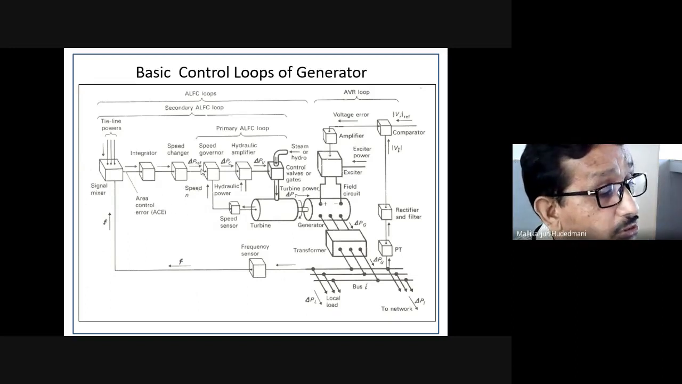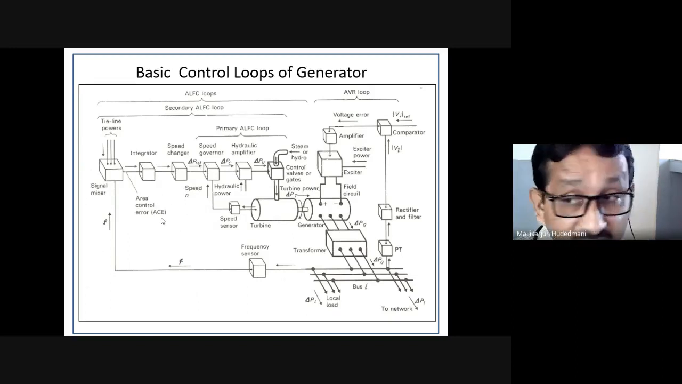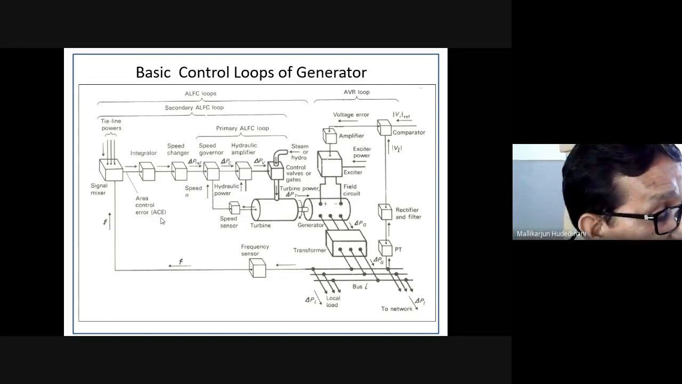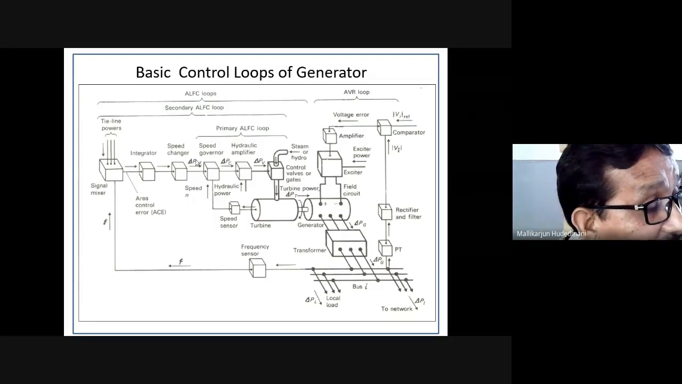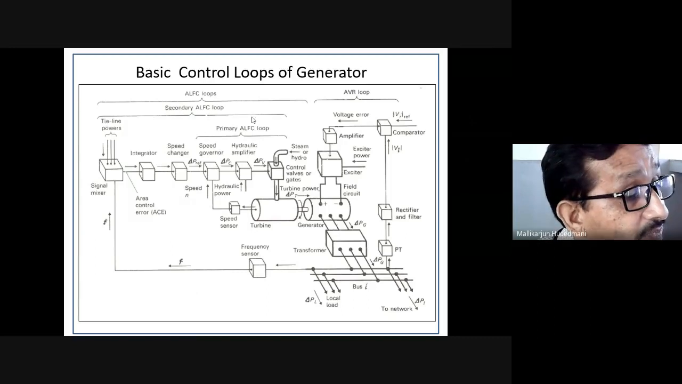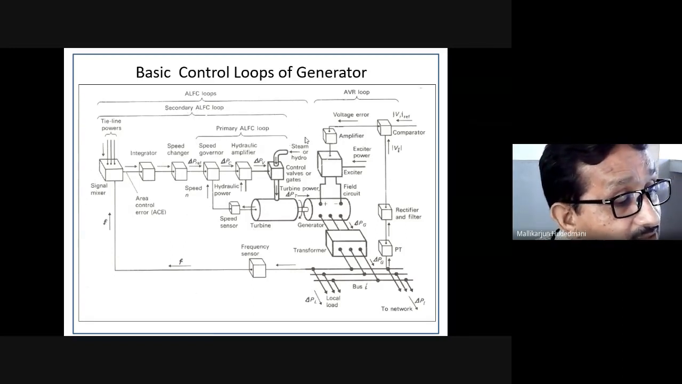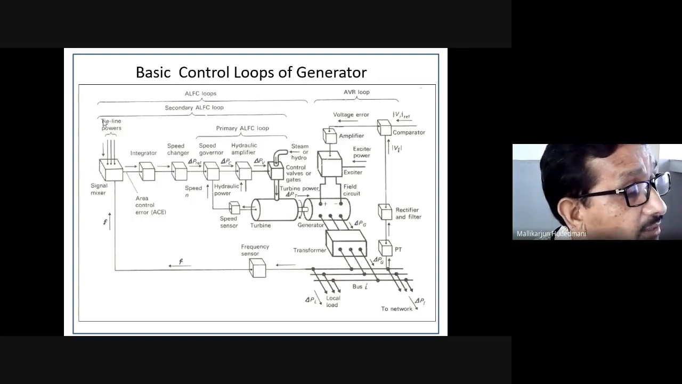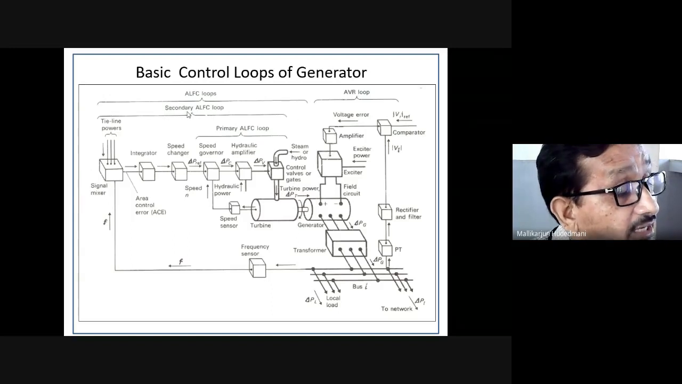Zero means there is no change in the command on the governor. If this error requires some correction, it will make the governor open the valve or close the valve; the set point change is done by the secondary control. You can see this secondary ALFC. There is a flower bracket which is only for the inner loop. This is the only loop. The outer loop is, you can see, this flower bracket. This complete turbine, frequency measurement, signal mixer and all these things become the secondary loop. Primary and secondary together become ALFC.